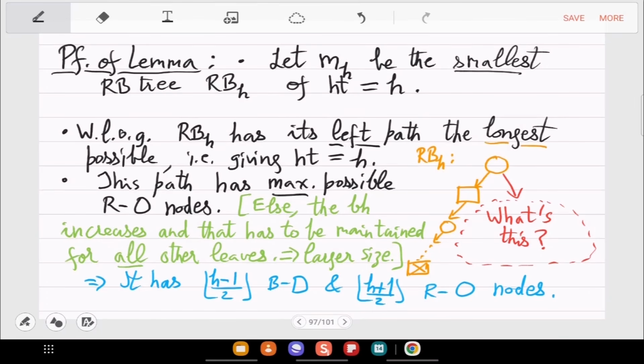Let's keep that RB_h to be height h, but where I'm using here, let's recalculate this as h minus 1 by 2. So height as defined by length of path. So height h means that the path has h plus 1 nodes. So what should be the number of black? H by 2.